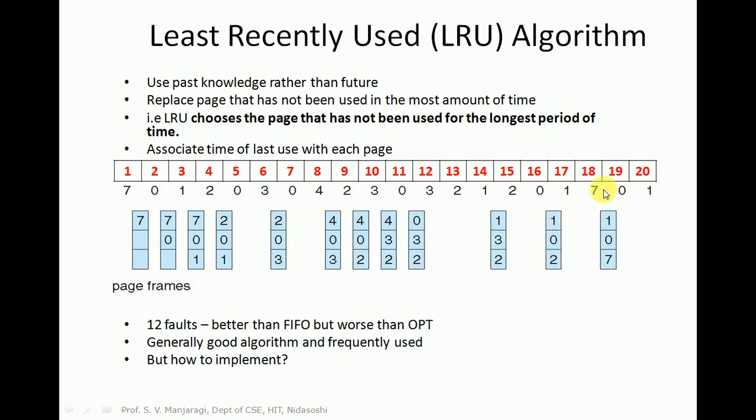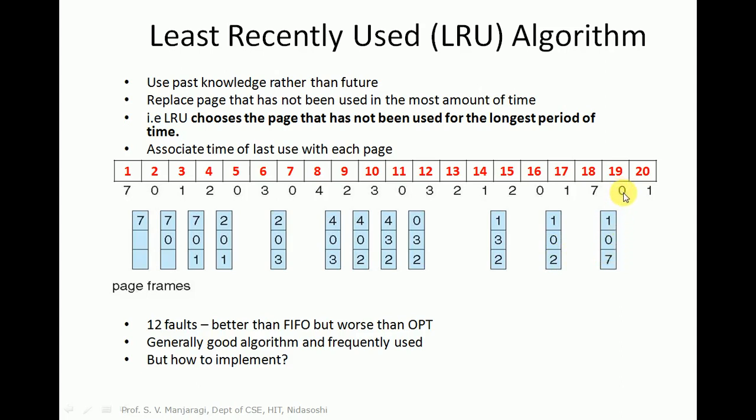We go for the 7. 7 is not there in the memory. We need to replace the existing page. Which page do we choose here? The page number 2 is replaced because that is the page which is not used for the longest period of time in the history of the references that we already made. So 2 is replaced with 7 here.